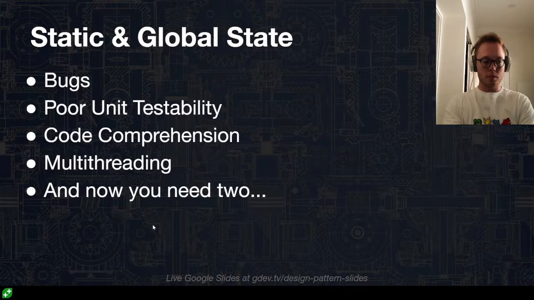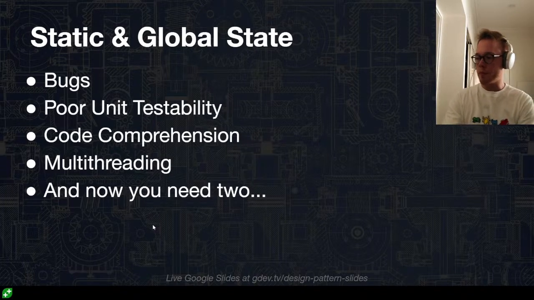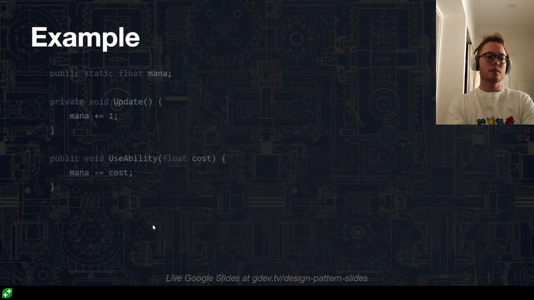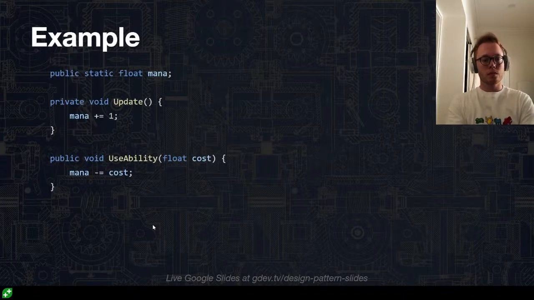So these are some of the common reasons we don't use global state. It creates spaghetti code where we don't know what is involved with what. Here's an example. Suppose we had a mana variable, like I was saying, and we decided it would be a good idea if this was a publicly static global variable.